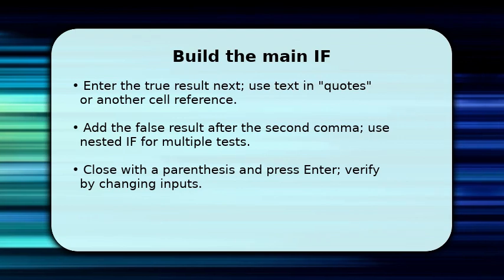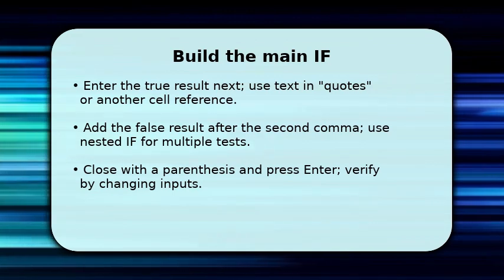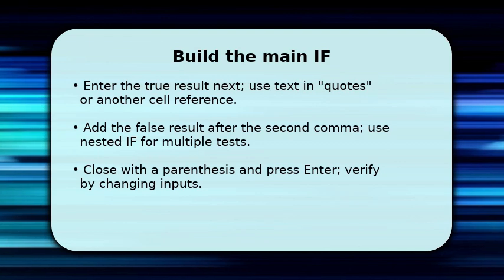Explain why. Returning a reference keeps formatting and calculations consistent. Next, type the comma and give the false outcome, like declined or 0. If you need multiple conditions, nest a second IF in the false slot. This preserves a single evaluation path.